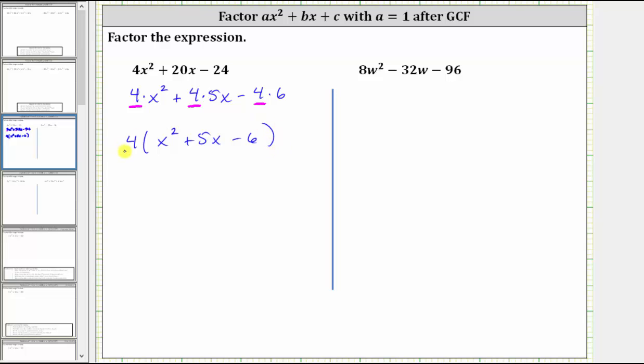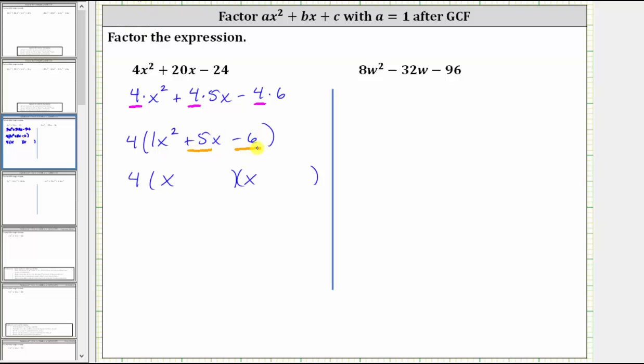Notice how once we factor out the 4, the trinomial inside the parentheses has a leading coefficient of 1, which makes the factoring much easier. If the trinomial inside the parentheses factors further, it will factor into two binomial factors. Because the first term is x squared, which equals x times x, the first term in each binomial factor is x. And again, because the leading coefficient is 1, the second terms in the binomial factors will be the factors of negative 6 that add to positive 5.